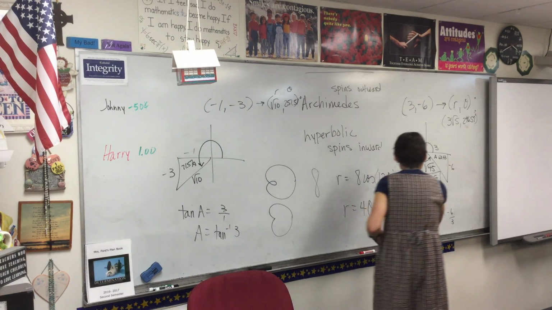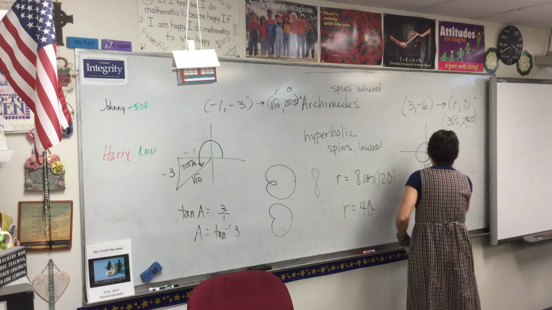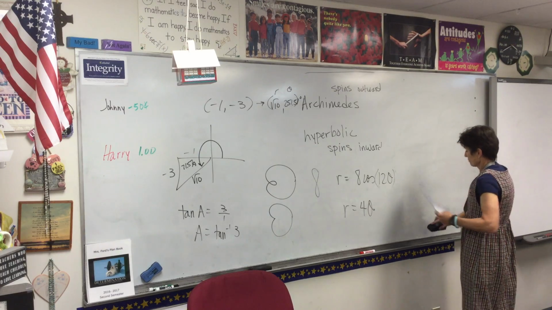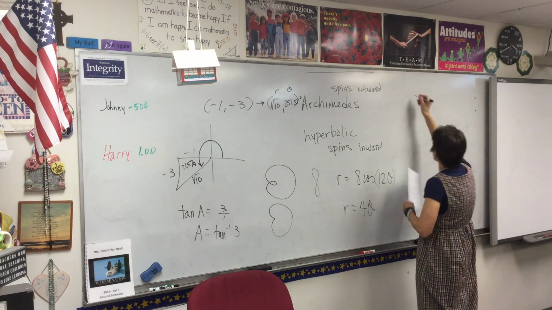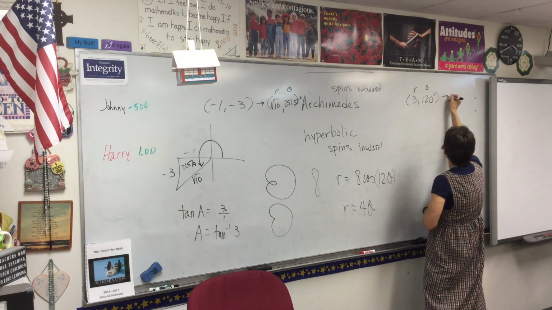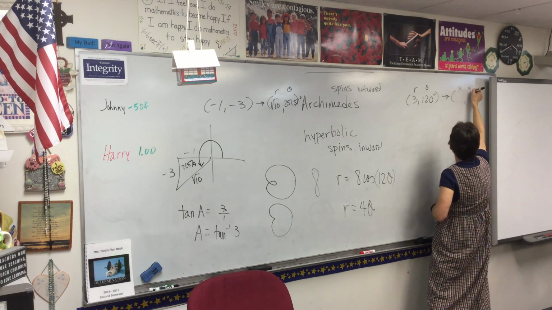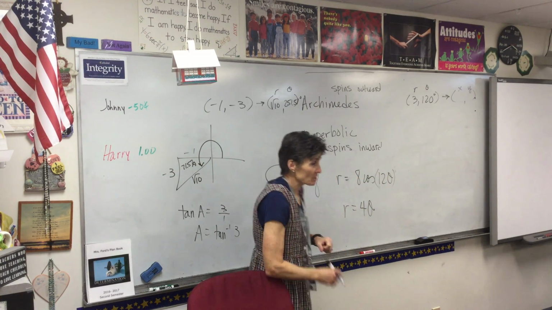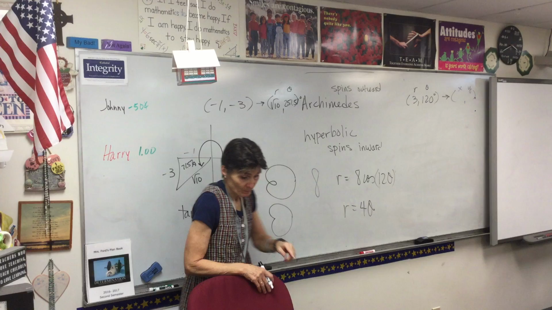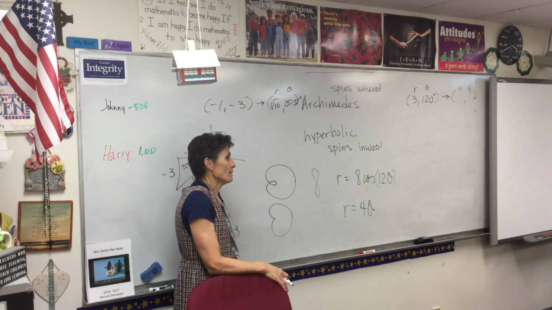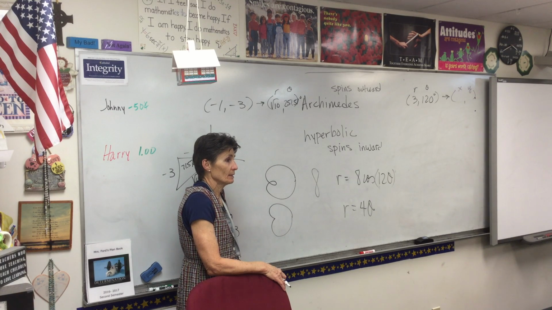Find rectangular coordinates for 3, 120. Okay, so there's r and theta, and we're going to find x and y. Now, this one we're going to do without a calculator. The second example we'll use a calculator for, but you need to be able to do this without a calculator.